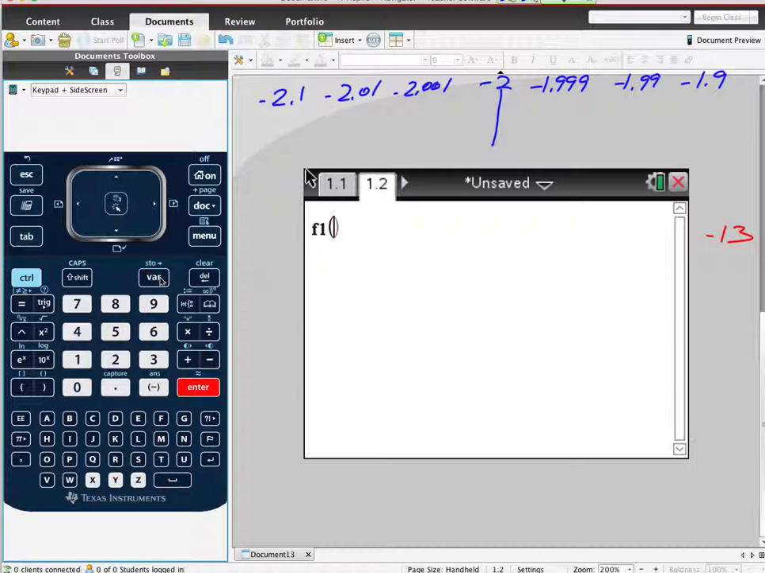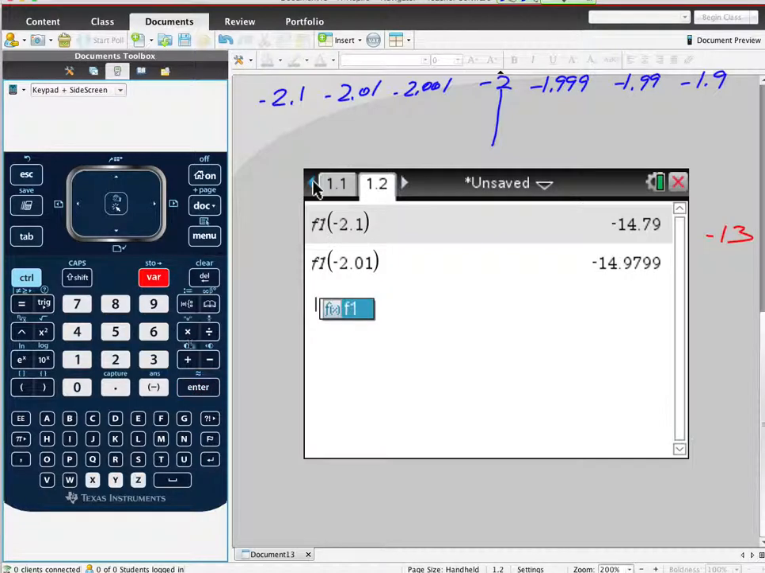So I'm going to press enter, and then I'm going to start putting in these numbers up the top. So I'm going to put negative 2.1 in there and press enter. So it gives me the y value that goes along with negative 2.1. I press it again, I press enter, and now I'm going to put negative 2.01 in there. Press enter. Again, and I continue to do this till I put everything in.